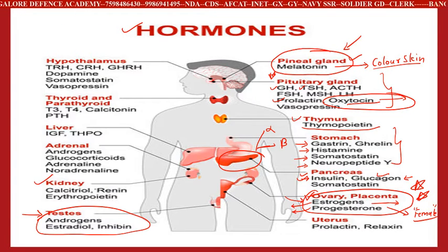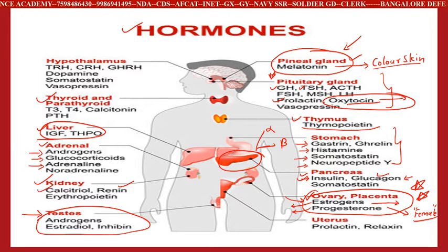Then the kidney secretes renin and calcitriol. On the kidney there is a gland called the adrenal gland. The adrenal gland secretes adrenogens, adrenaline, and glucocorticoids. Next, the liver secretes IGF and THPO hormones. Then you have the thyroid and parathyroid hormones. These are T3 and T4, which are responsible for body metabolism.